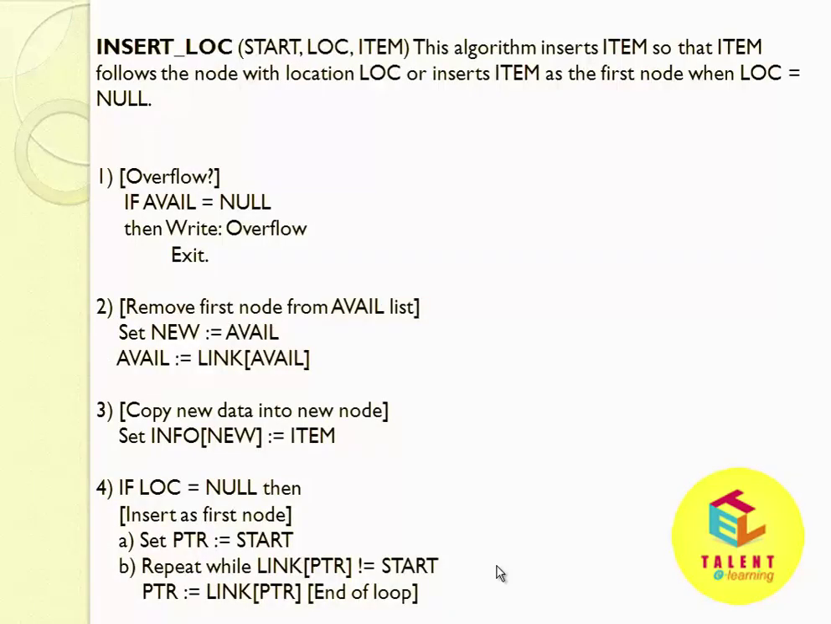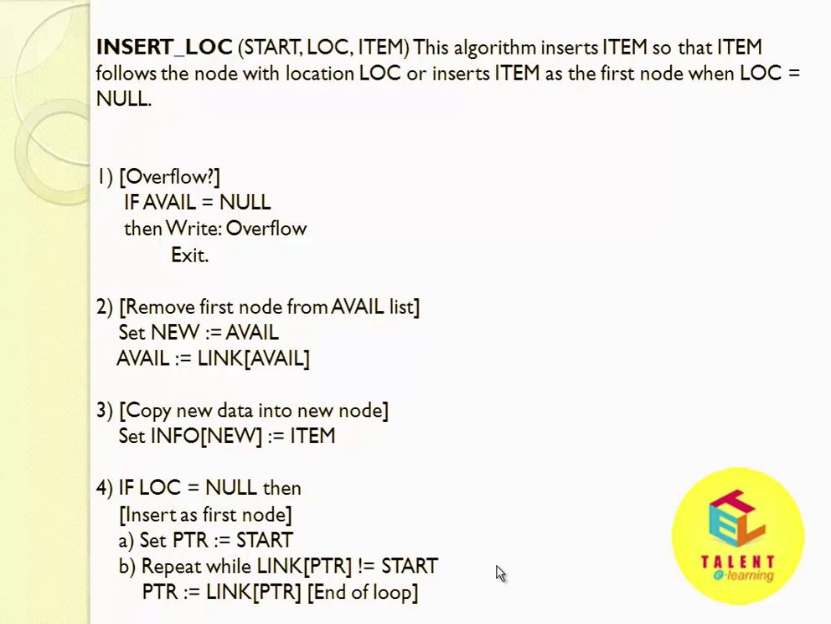Now the second one, insert lock. It has three parameters: start, LOC and item. This algorithm inserts item so that item follows the node with location LOC, or inserts item as the first node when location equal to null. Step 1, check for overflow. Step 2, remove the first node from the avail list. Step 3, copy new data into new node.